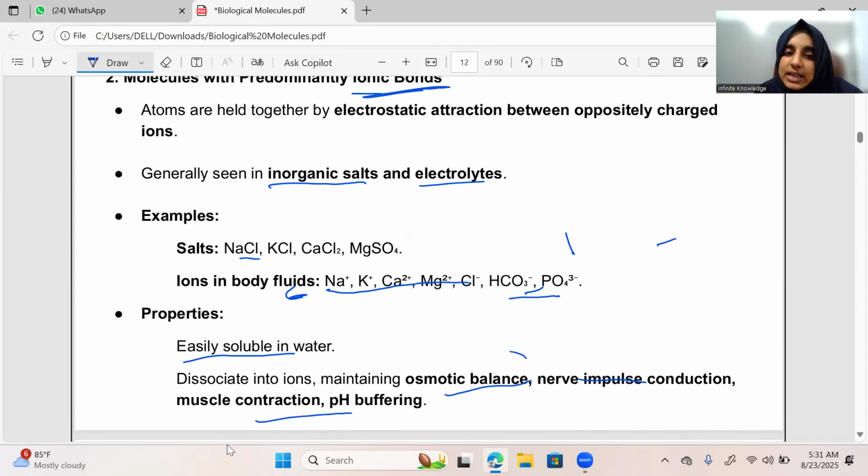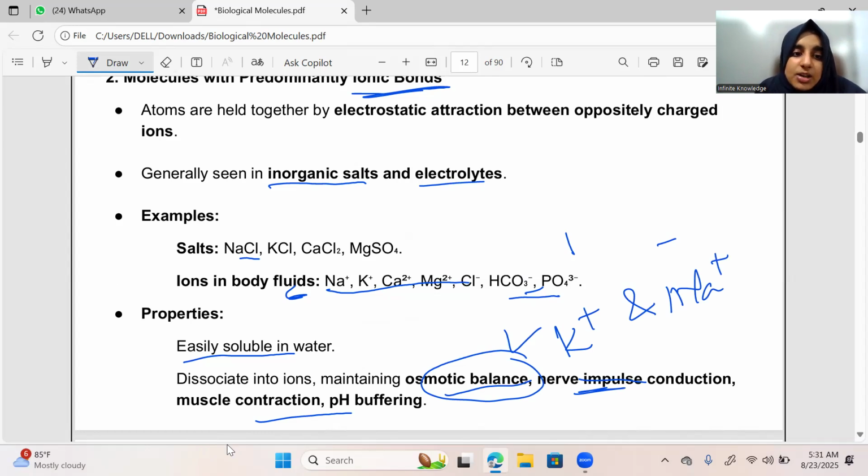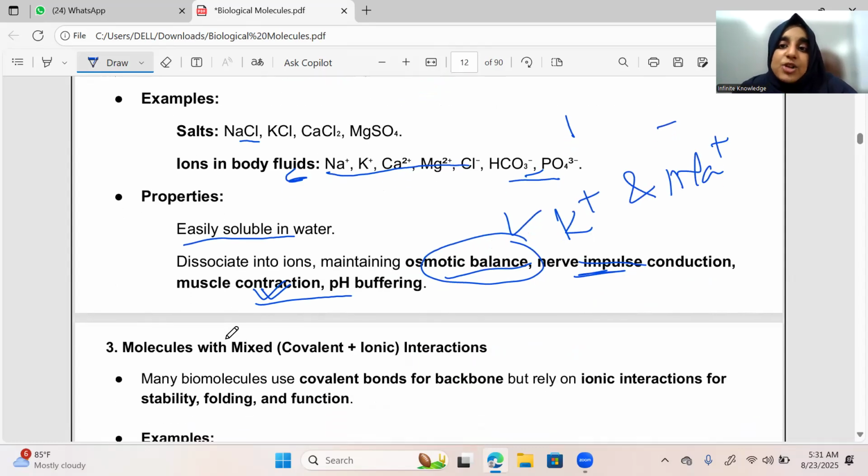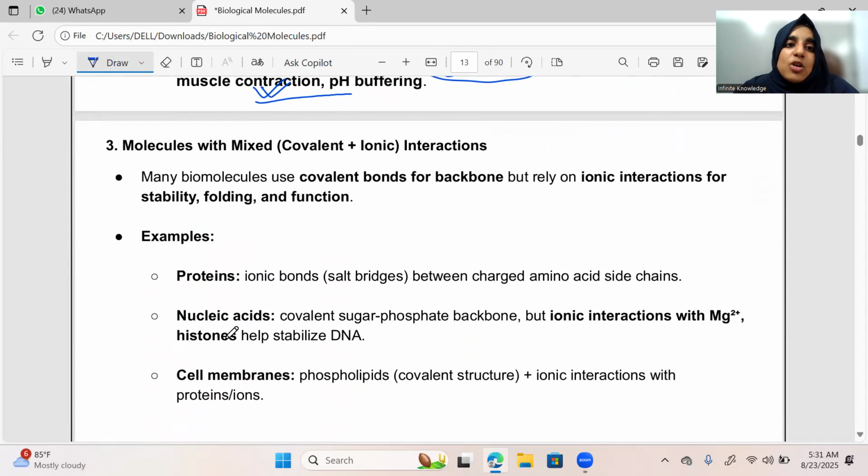So they help to maintain the osmotic balance. Why? Because they have all of the inorganic salts and electrolytes. They help in nervous impulse conduction, because nervous impulse conduction requires potassium and sodium, as you're going to see later on in your chapter. It helps in muscle contraction as well, because it's all a game of ions. So wherever we have ions, it helps in contraction, conduction, and in osmotic balance.